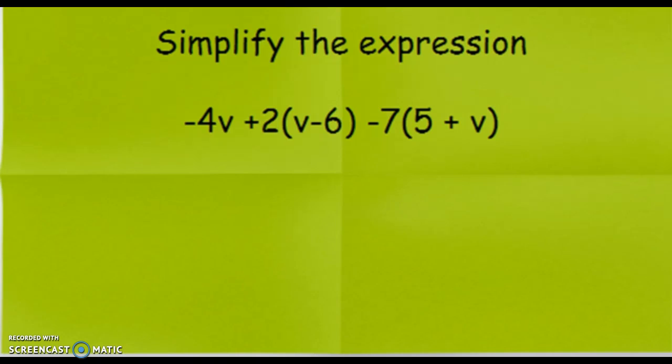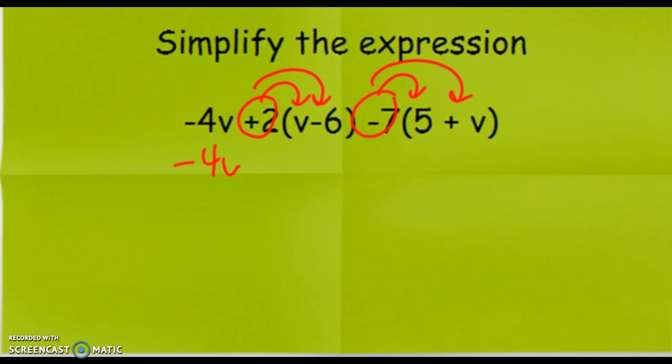Now this one says to simplify the expression, so I need to start by distributing my numbers to the correct parenthesis, and then I'm going to rewrite. So now I have -4v plus 2v minus 12 minus 35 minus 7v. Then you can combine like terms.